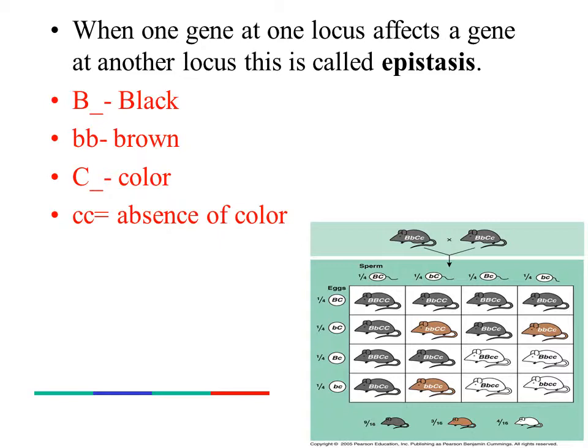So if we look in that Punnett square to the far right corner, and we look at that rat, it is white. That white rat is supposed to be brown, but because it has two little c's, the color was silenced. This is epistasis, when one gene at one location silences another gene at another location.